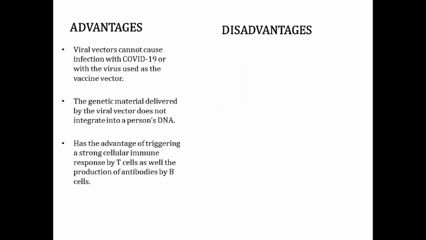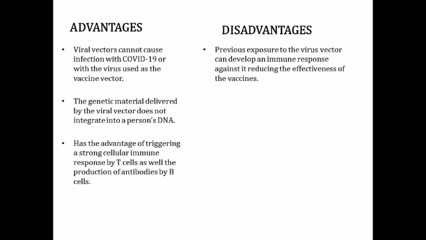Now the disadvantages. Previous exposure to the virus vector can develop an immune response against it, reducing the effectiveness of the vaccine. That's why delivering the second dose is a challenge because of the anti-vector immunity, but this can be resolved if the second dose uses a different virus vector.